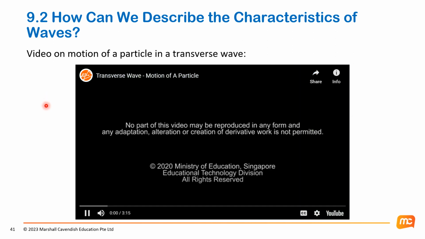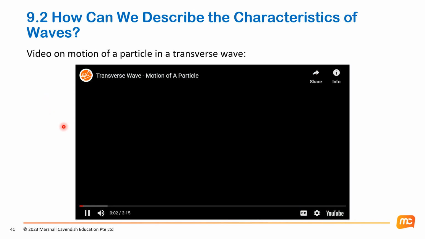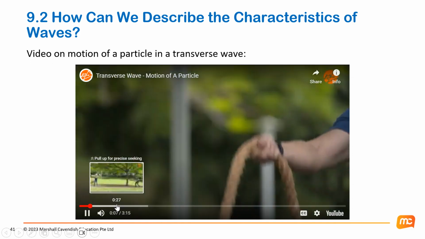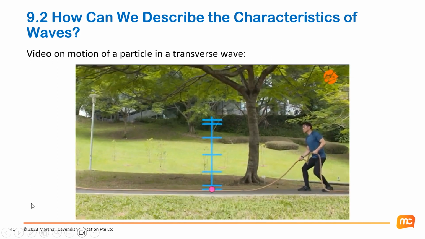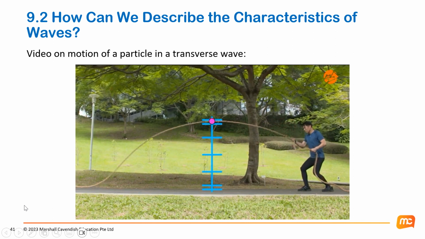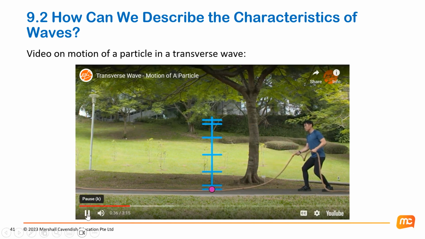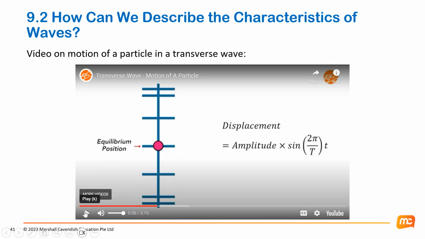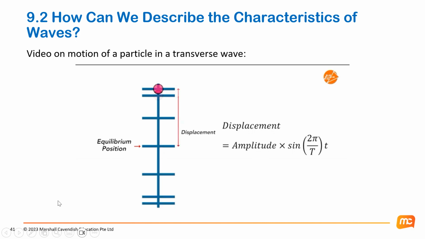Here there's just a quick video on the motion of particles in a transverse wave. I'm going to skip to the important part. You saw over there that if we track one single particle, this is how it moved up and then down. And if we look at the displacement of the particle, this is how it will travel.